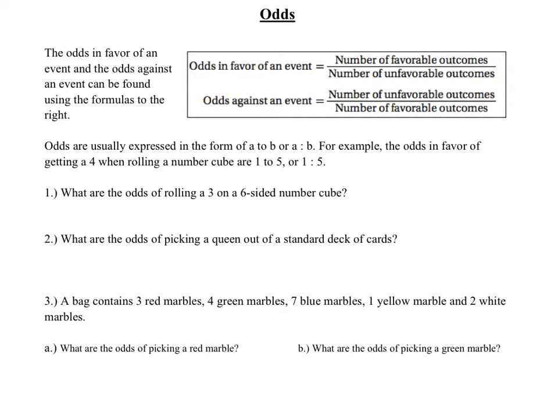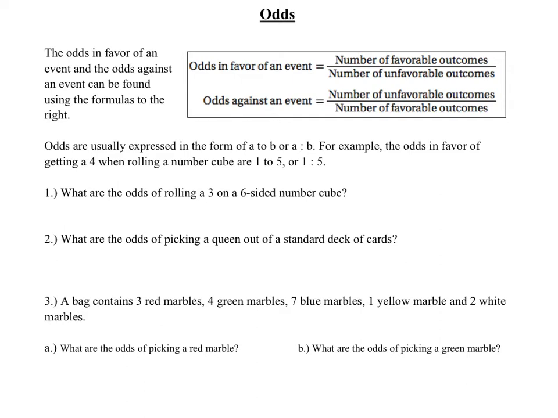For example, the odds in favor of getting a 4 when rolling a number cube are 1 to 5 or 1 colon 5, which we generally would just say 1 to 5 as well. You can also write them as a fraction. It's just a little more standard for odds to write them as 1 to 5.